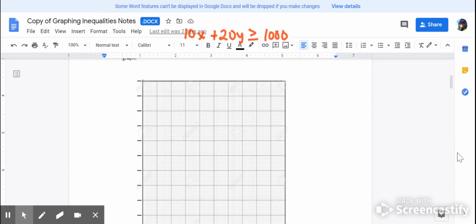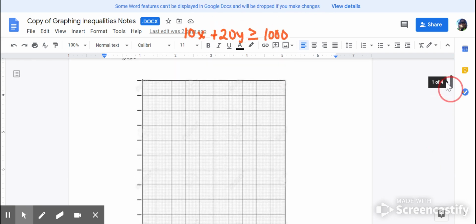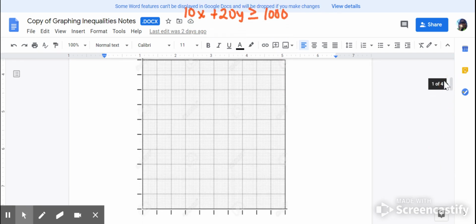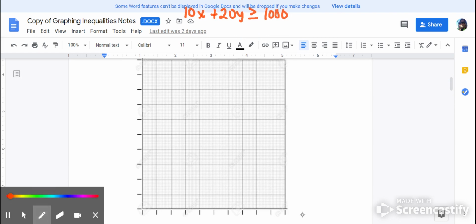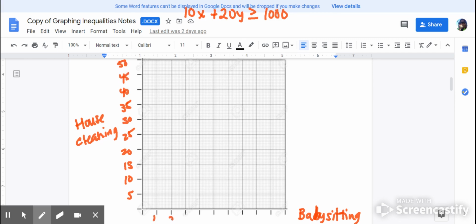You want to take that information and graph it here on the graph provided. I get the whole graph on the screen. Now it's very important that you label your axes. So my x-axis represents babysitting, while my y-axis represents house cleaning. It is very important that you label what your axes are and also the scale of your graph. So I'm going to choose to go up by 5 for my y values. And I'm going to go up by 1s for my x values.